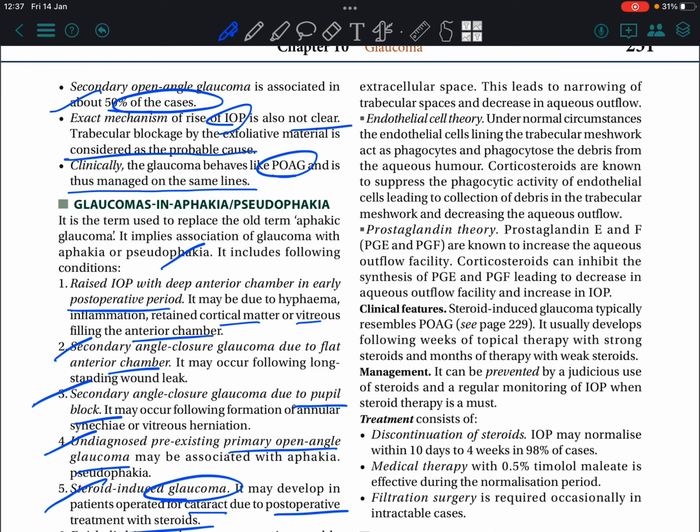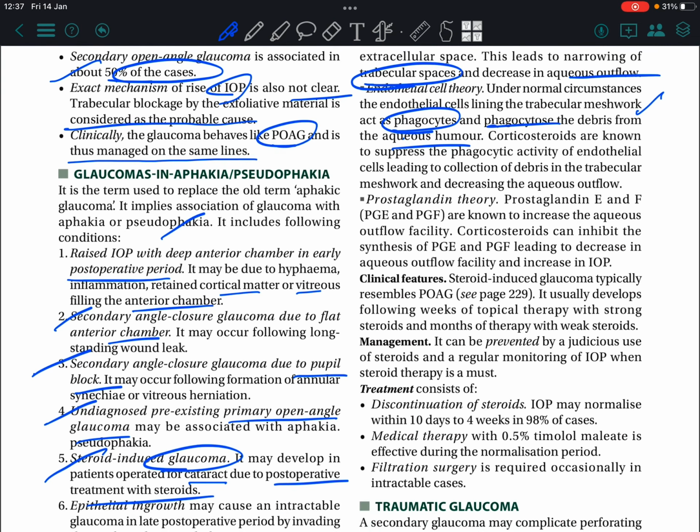This leads to narrowing of trabecular spaces and decrease in aqueous flow. This is open angle glaucoma. Endothelial cell theory: under normal circumstances, endothelial cells lining the trabecular meshwork act as phagocytes and phagocytose the debris from aqueous humor. Corticosteroids are known to suppress phagocytic activity of endothelial cells, leading to collection of debris in the trabecular meshwork and decrease in aqueous flow.